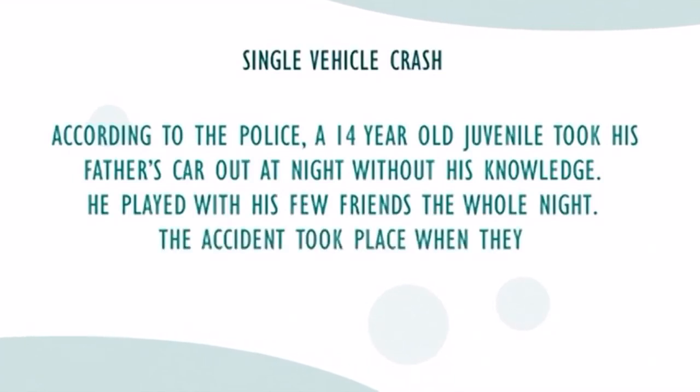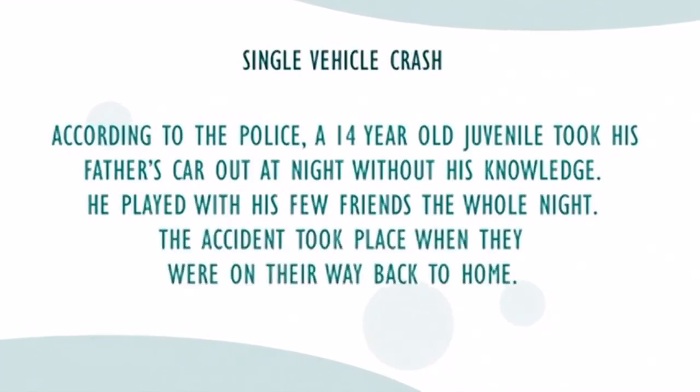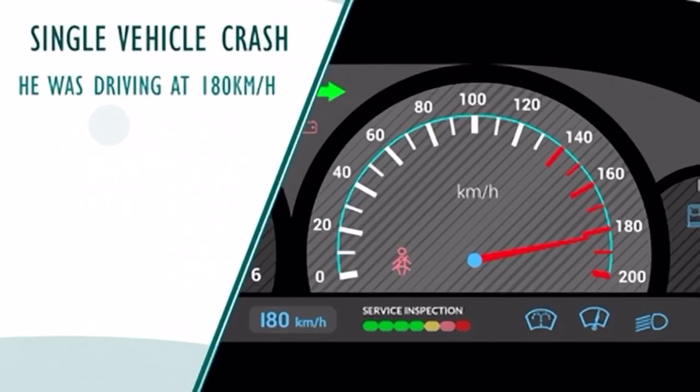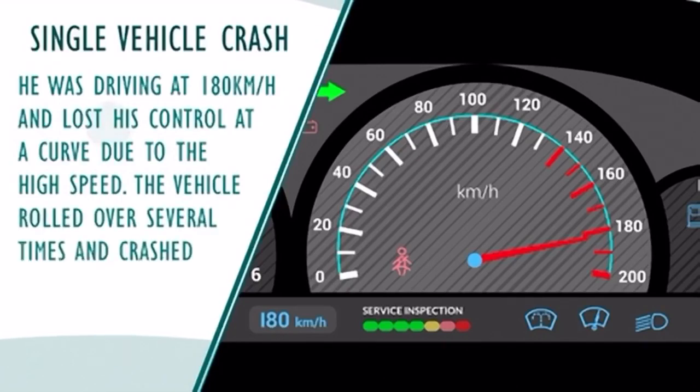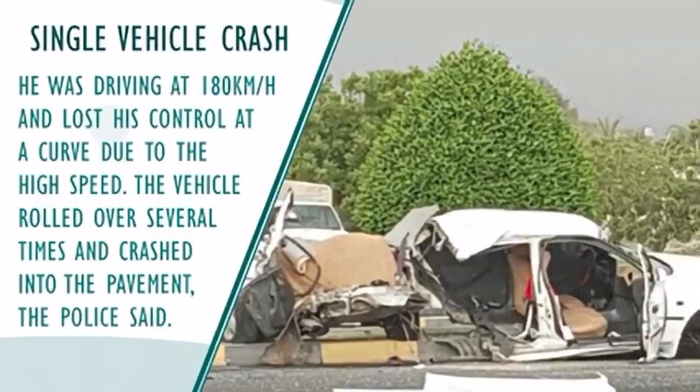The accident took place when they were on their way back home. He was driving at 180 km per hour and lost his control at a curve due to the high speed. The vehicle rolled over several times and crashed into the pavement, the police said.